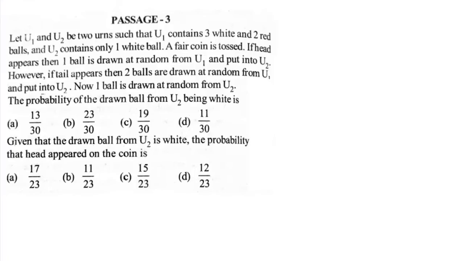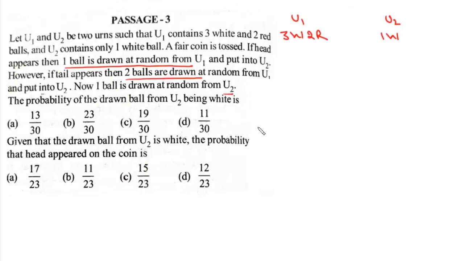Now here the question is, let U1 and U2 be two urns such that U1 contains 3 white and 2 red balls, and U2 contains only 1 white ball. Now a fair coin is tossed. If head appears, then 1 ball is drawn at random from urn 1 and put into urn 2. And if tail appears, then 2 balls are drawn at random from U1 and put into U2. Now 1 ball is drawn at random from U2. The probability of the drawn ball from U2 being white is.